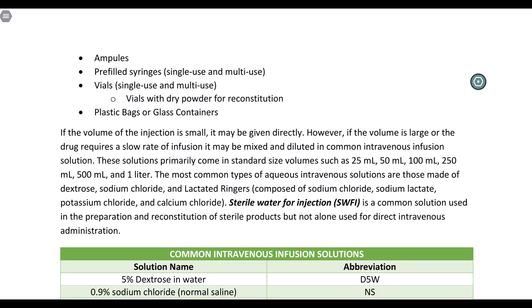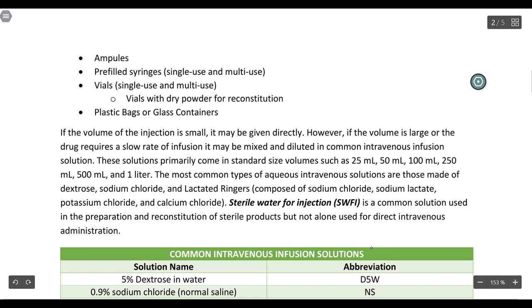So when we have small volumes, you can give it by injection, but if it's a larger volume, it will usually require something to be slowly infused. It's going to be given slowly into the patient, usually by an IV line through an IV bag. The drug will be diluted in a base solution.